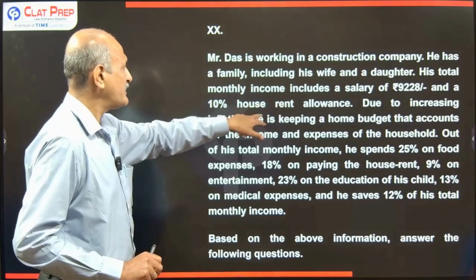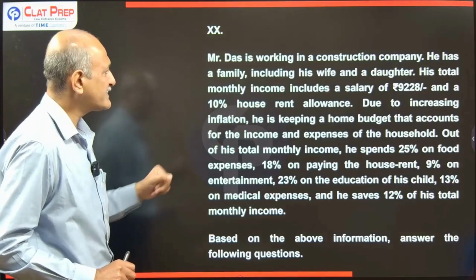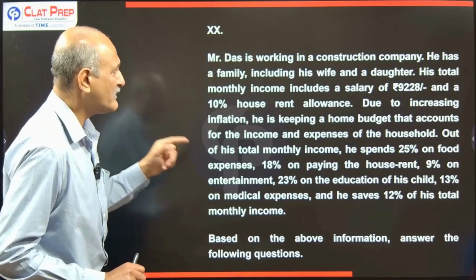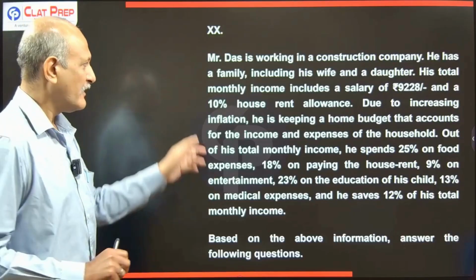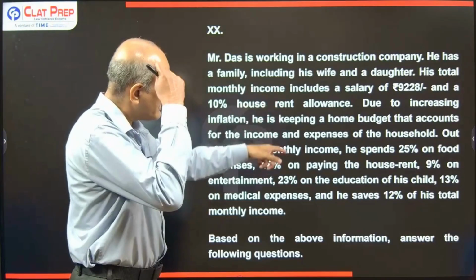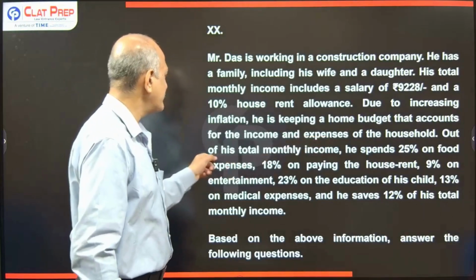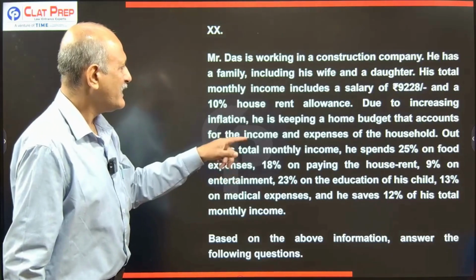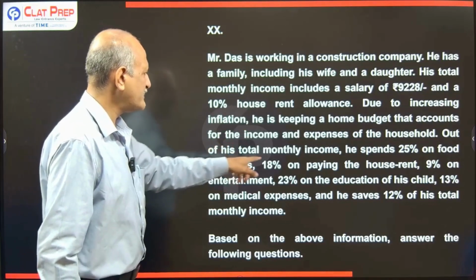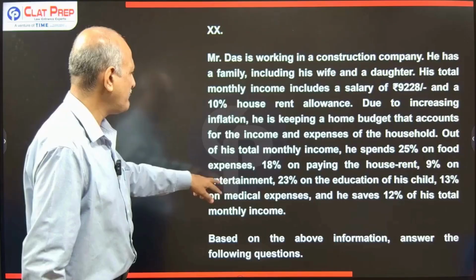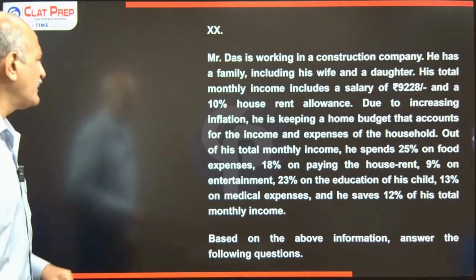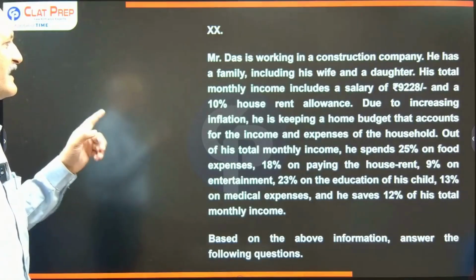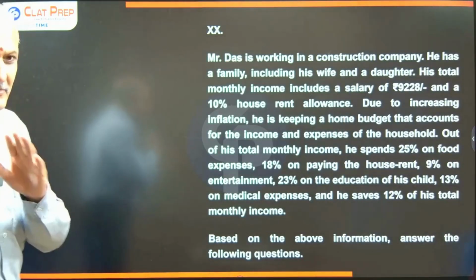Now next one, it reads, due to the increasing inflation, he is keeping a home budget that accounts for the income and expenses of the household. Income, we know there are two parts here. Now we have to see what the expenses are. It reads, out of his total monthly income, he spends 25% on food expenses, 18% on house rent, 9% on entertainment, 23% on education of his child, 13% on medical expenses, and he saves 12% of his total monthly income.